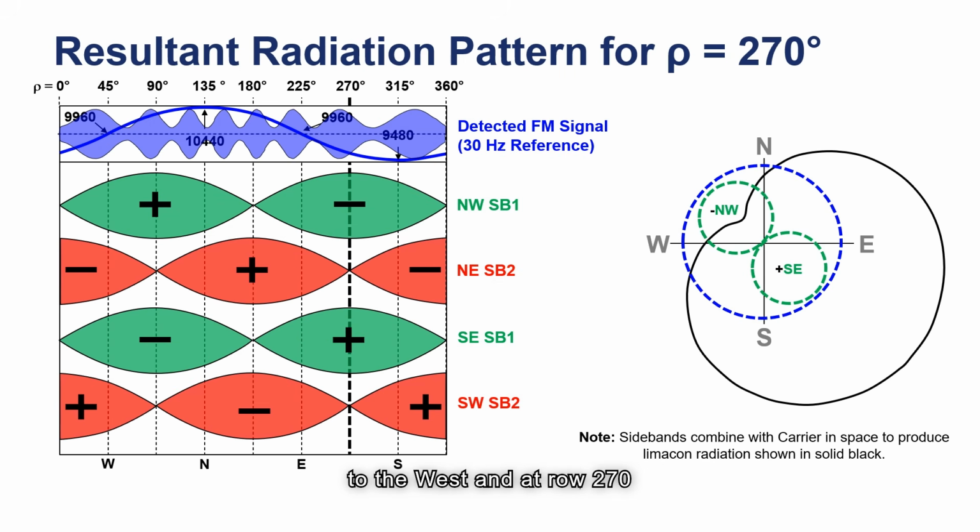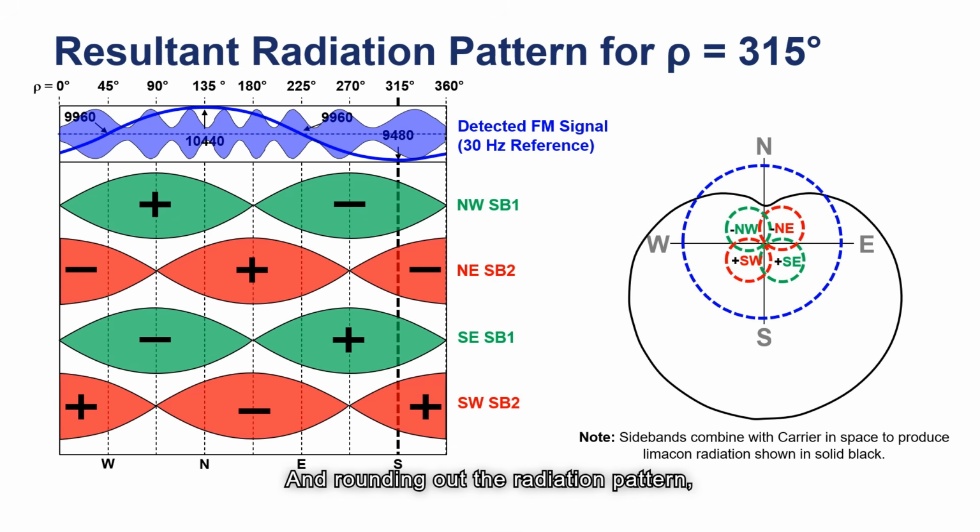And at ρ equals 270 degrees, only sideband 1 amplitude is present from the southeast and northwest antennas. So the northwest subtracts from the carrier and the southeast adds to the carrier. Maximum is at 135 and the minimum is at azimuth 315.